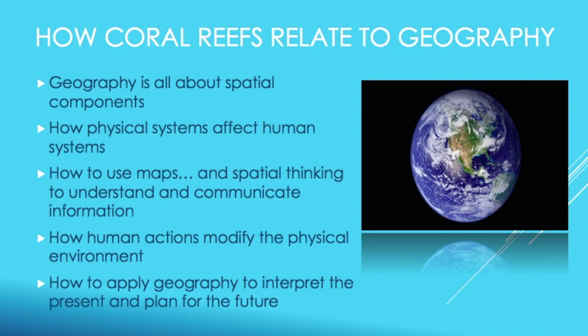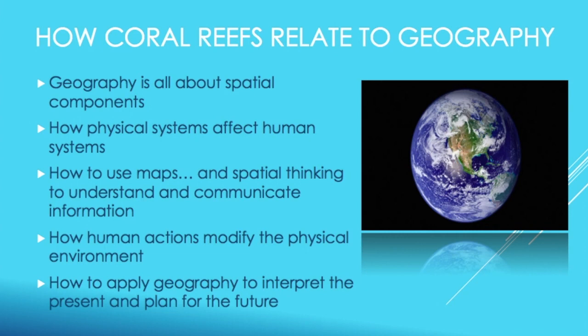Another important geographic standard is how to use maps and spatial thinking to understand and communicate information. Maps are a great way to spatially show where something is. So coral reefs are all around the world, so it's good to see visually where they are in regards to other countries. And then from there, you can see which countries may depend on reefs heavily.